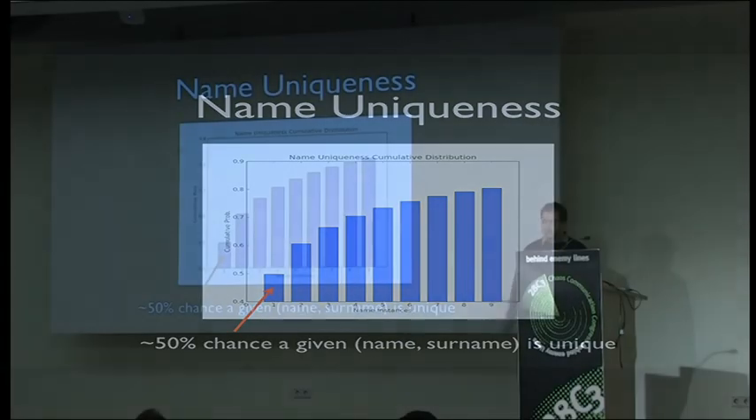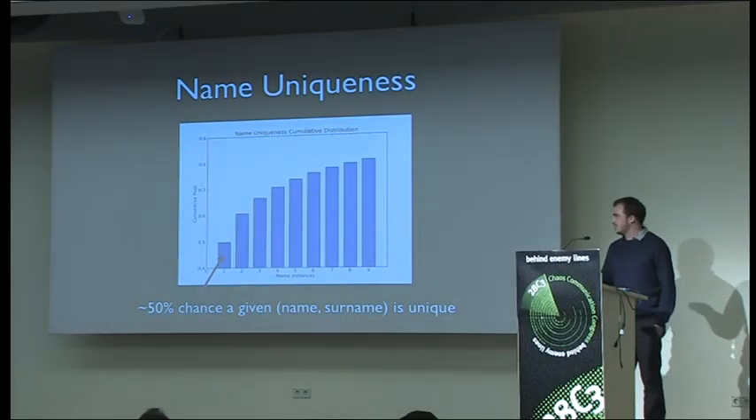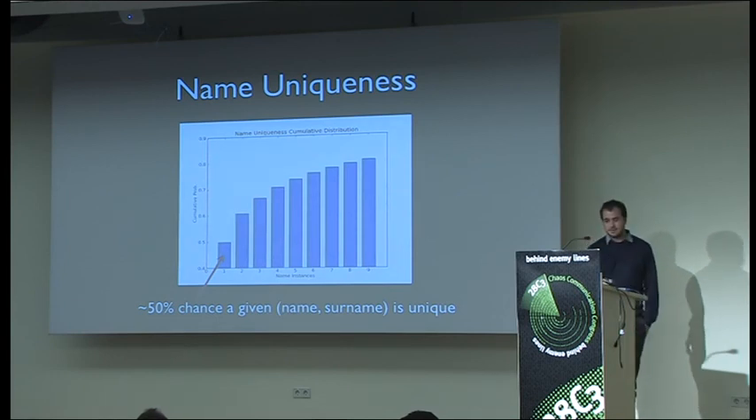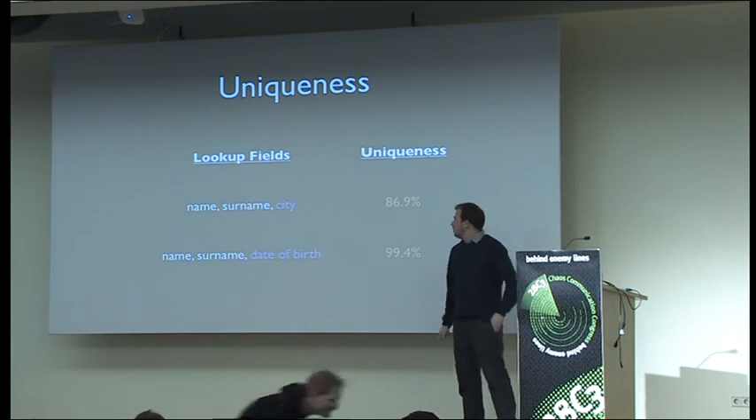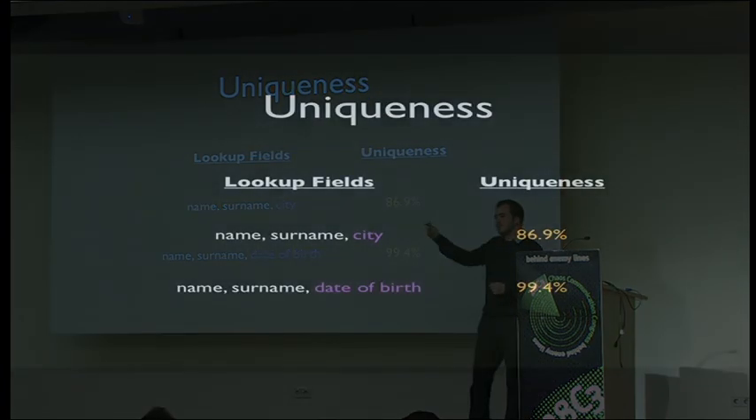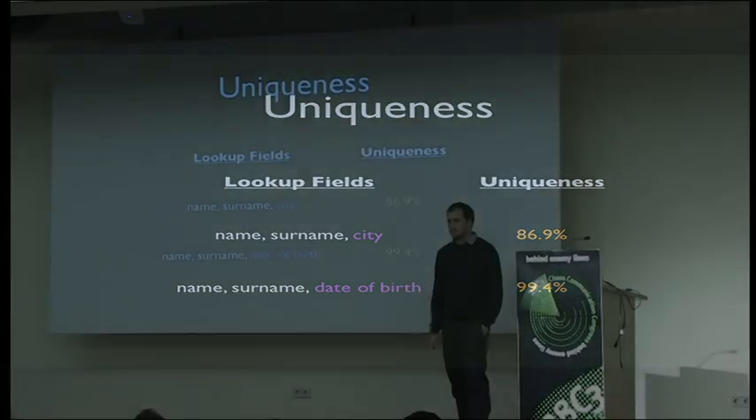So that's what the uniqueness distribution looks like. Now, obviously, like I said, people share names, and we can always look up people by other fields. So if we, for example, take a person's name and a surname and then look him up against his city, we have 87% chance of finding one single record. That goes up to almost 100% once you look up a person by his name and his date of birth.